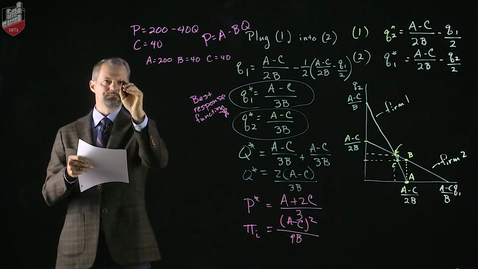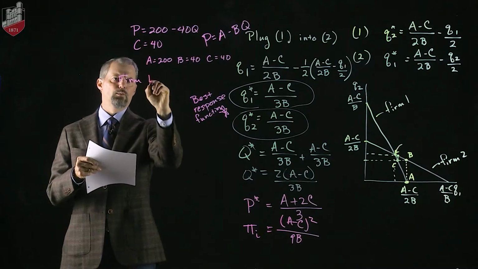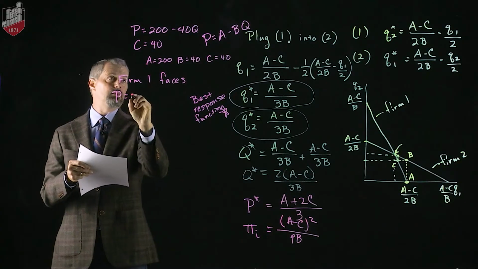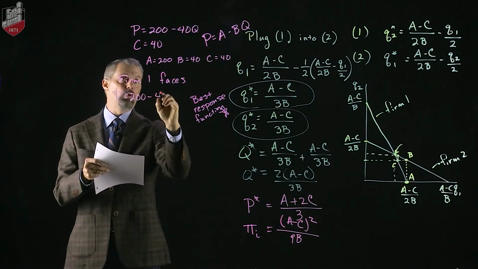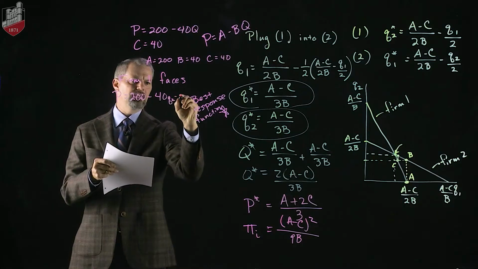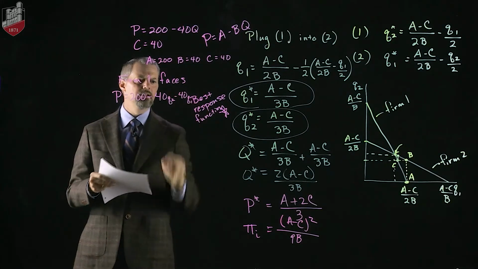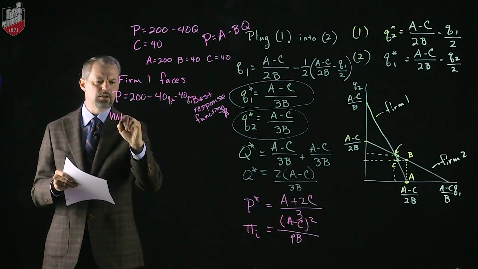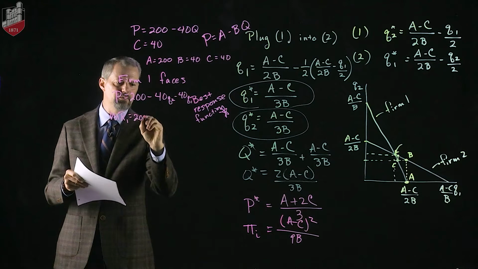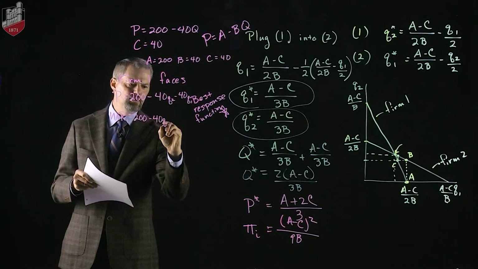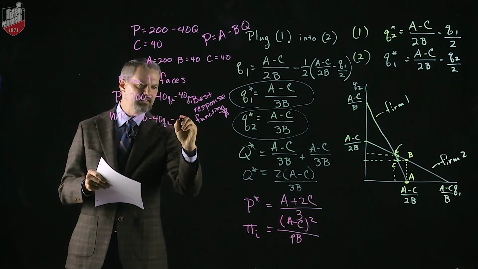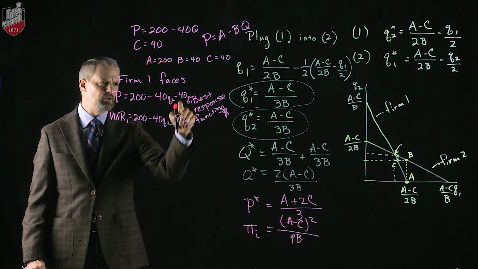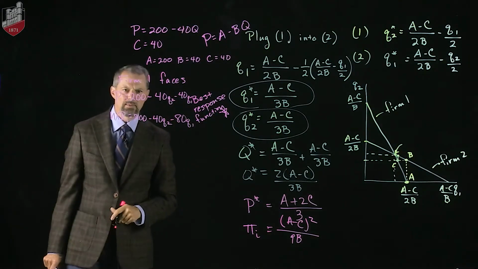So firm 1 faces, let's identify the demand curve faced by firm 1. It would be P equals 200 minus 40Q2 minus 40Q1. Which means that the marginal revenue curve for firm 1 would be equal to 200 minus 40Q2, same intercept, minus 80Q1. So it has the same intercept and twice the slope as the demand curve that it faces.